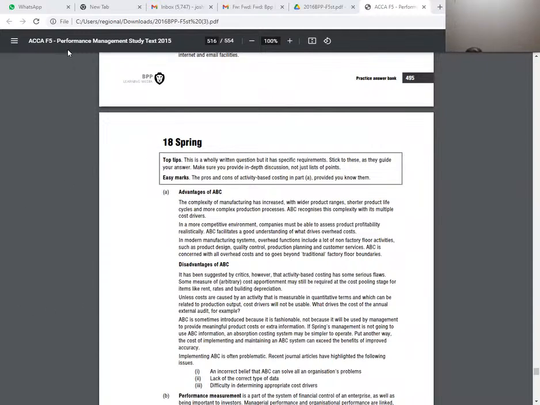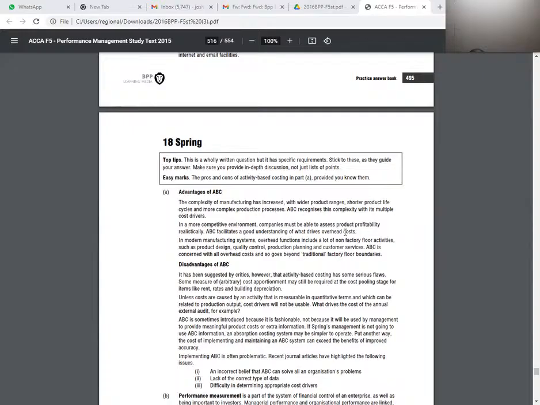The complexity of manufacturing has increased with wider product ranges, shorter product life cycles, and more complex production processes. ABC recognizes this complexity with its multiple cost drivers. In a more competitive environment, companies must be able to assess product profitability realistically. ABC facilitates a good understanding of what drives overhead cost. In modern manufacturing systems, overhead functions include a lot of non-factory flow activities, such as product design, quality control, production planning, and customer services. ABC is concerned with all overhead costs and so goes beyond the traditional factory flow boundary.